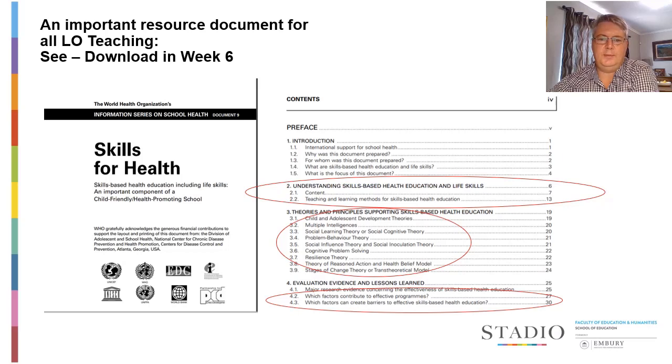Right, what's also really important is the evaluation of the evidence and lessons learned. So factors that contribute to effective programs and factors that contribute to ineffective skill-based health programs, which I think is also very important. So it shares some research about basically what works and what doesn't work and what works really well.